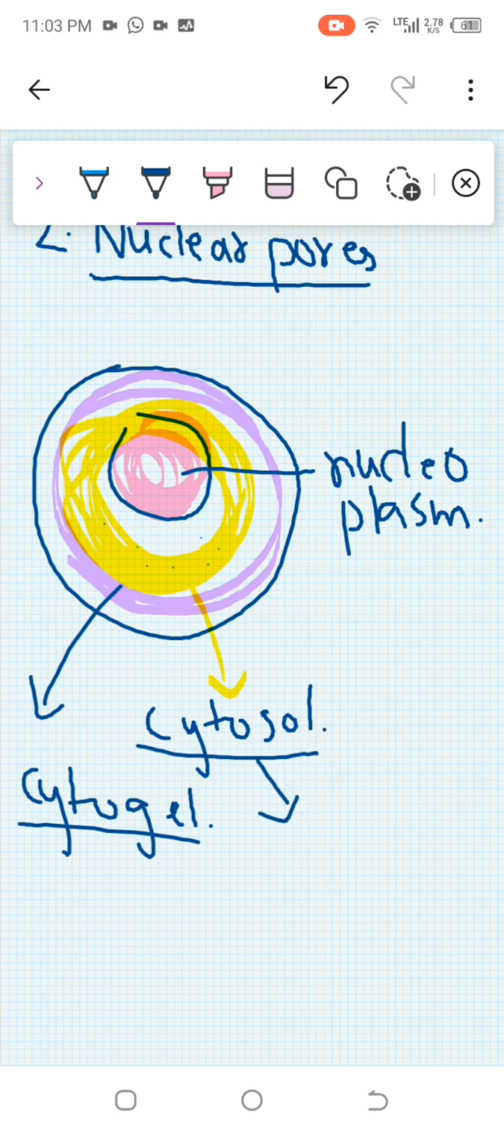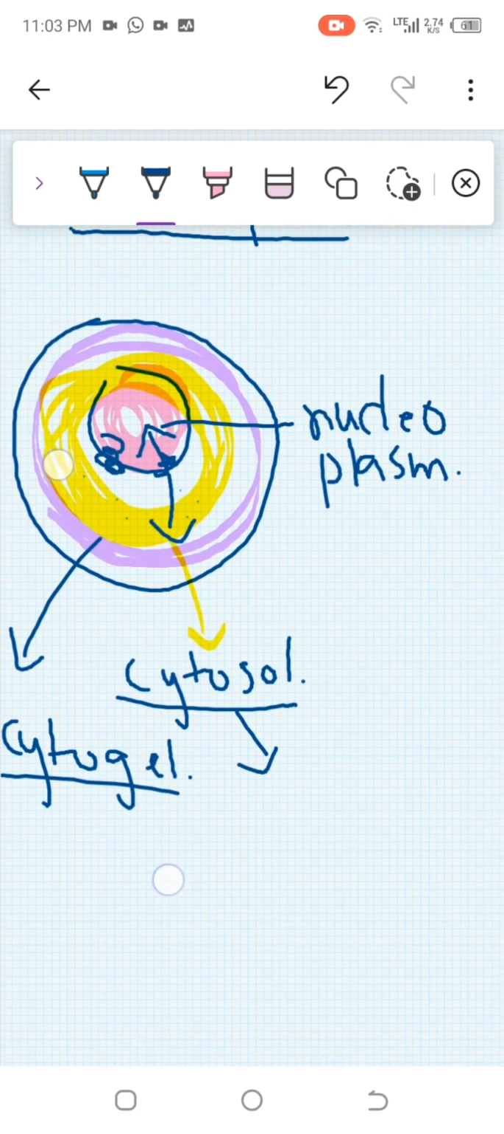The connection between the cytosol and the nucleoplasm is made through the pores present at the nuclear membrane. Those are the nuclear pores, like this. Hopefully this diagram is a little clear to you.